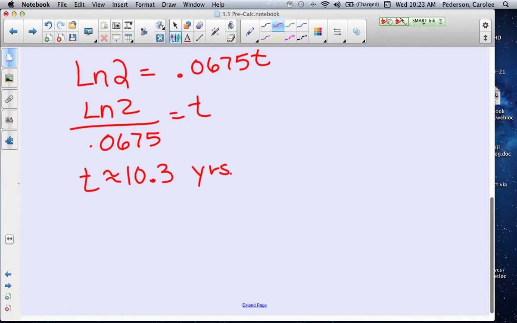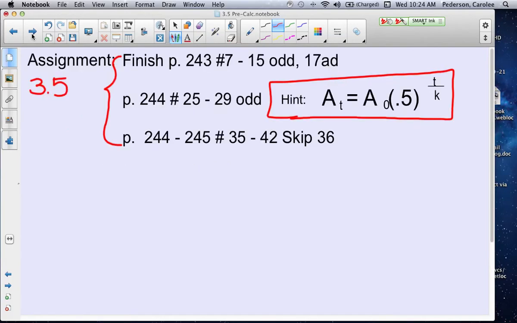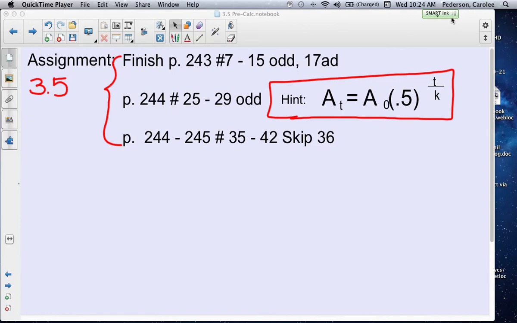So we have one problem to finish in the lesson. I will show you what the homework is because you're going to want to get started on it. I grouped it into 3 style categories. They're all in the same section, on the same pages. 7 through 15 odd. And then I want you to just do 17 A and D. Then on page 244, 25 through 29 odd.